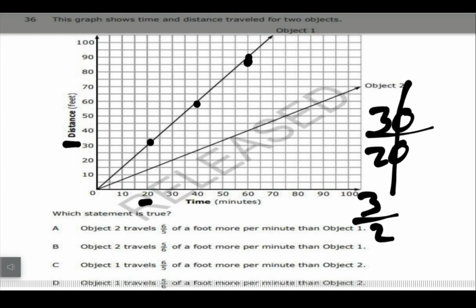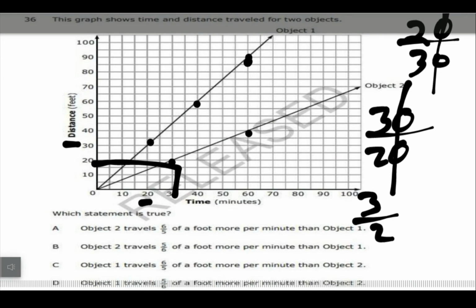And then for object two, I want to look at a point where they cross. Right here is one that they cross, also right here, and right here. But now it's 20 divided by 30, so it's almost like they're backwards. This one's 20 divided by 30, so this one is 2/3. So the first object is 3 out of 2, and the other one's 2 out of 3.